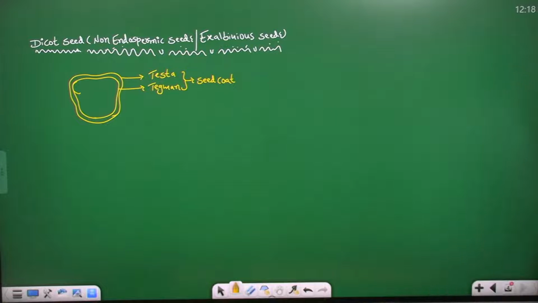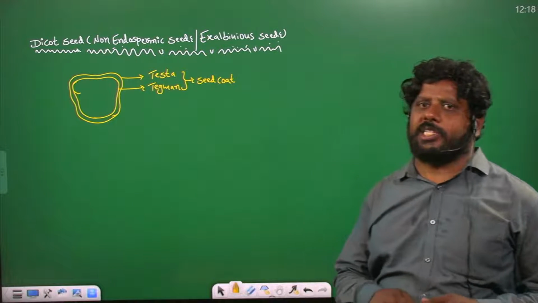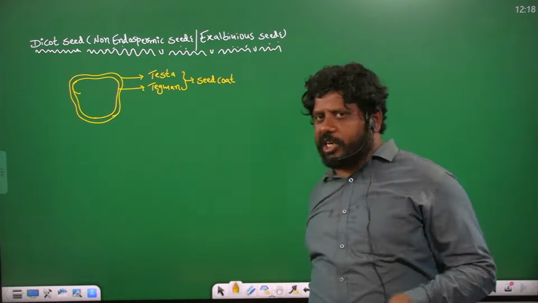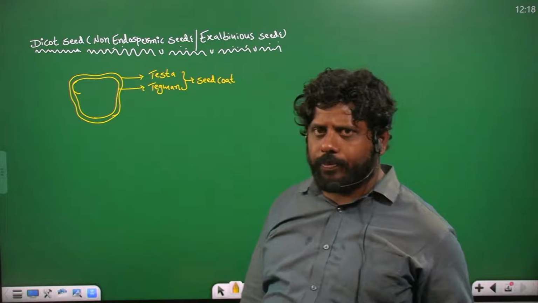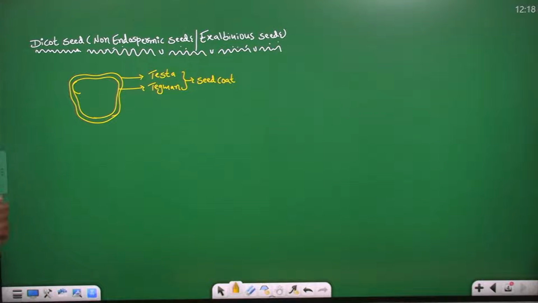So the dicot seed is surrounded by two layers. The outer layer is called testa and the inner layer is called tegmen. Testa and tegmen both collectively are called seed coat. Means the outer seed coat is called testa and the inner seed coat is called tegmen.